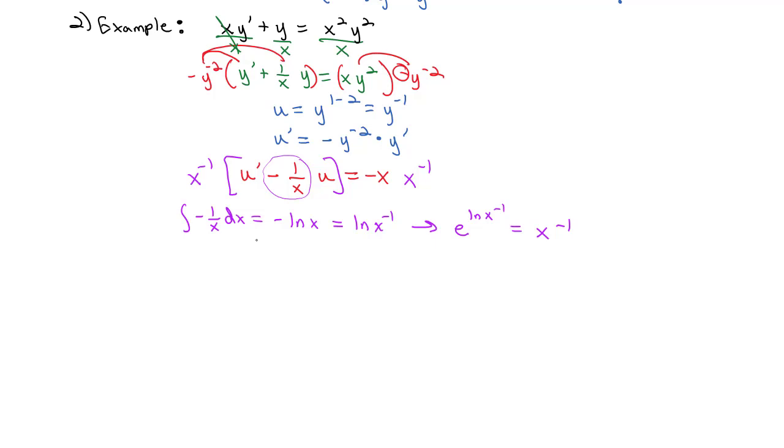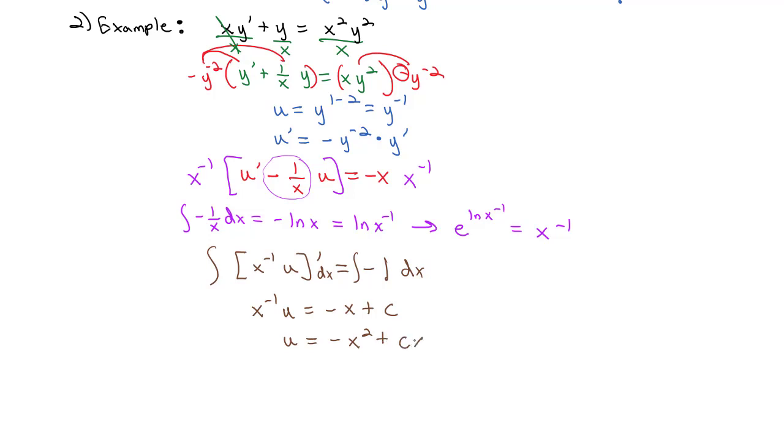And when we do, we know the left side is going to become the derivative of the product x to the negative 1 times our independent variable u. The right side turns out to be a beautiful negative 1. So we can integrate both sides dx, and we get x to the negative 1 u is equal to negative x plus our constant. Multiplying both sides by x, u equals negative x squared plus a constant times x.